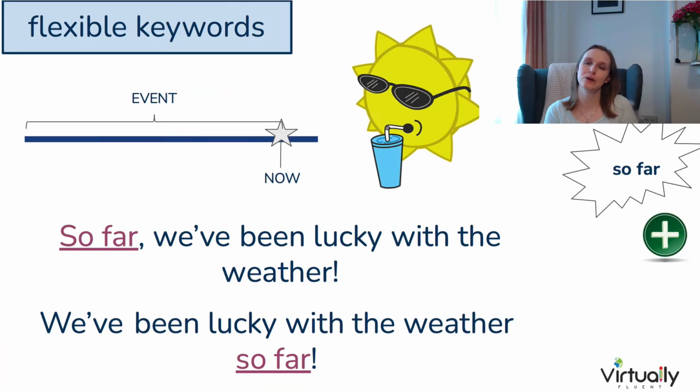Now, the next keywords we're going to look at are flexible. Now, when I say flexible, this means they can generally go right at the beginning of the sentence or right at the end of the sentence. Our first example is so far. Again, this means at any point in my life from the past all the way up to now, a particular event has or hasn't happened. So far, we've been lucky with the weather, or we've been lucky with the weather so far.